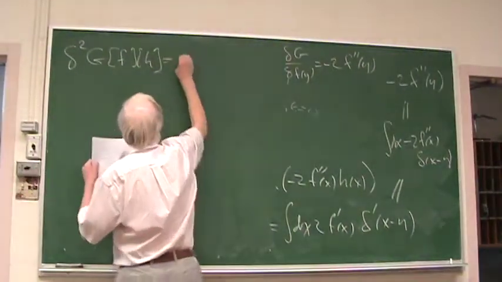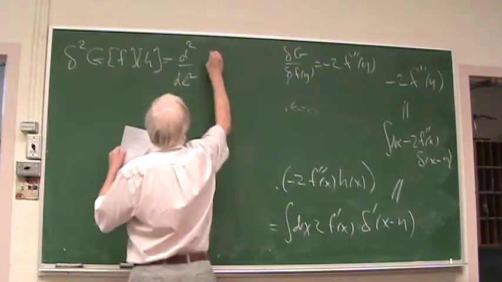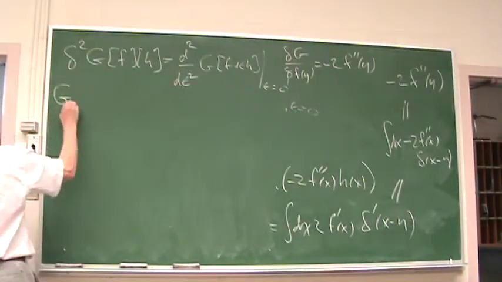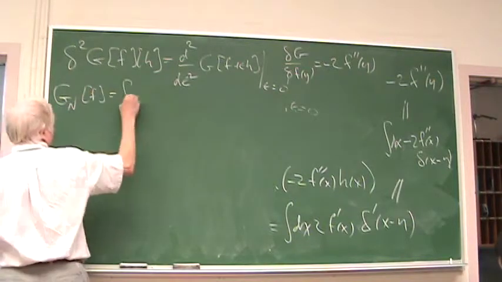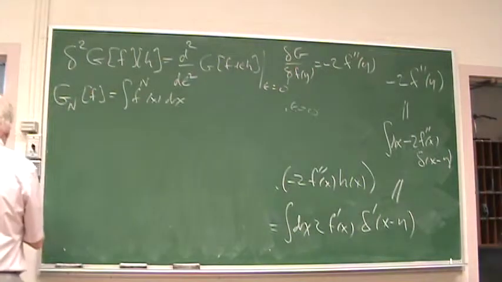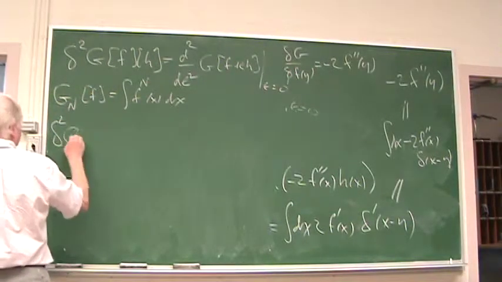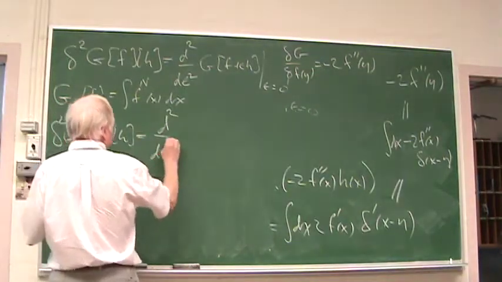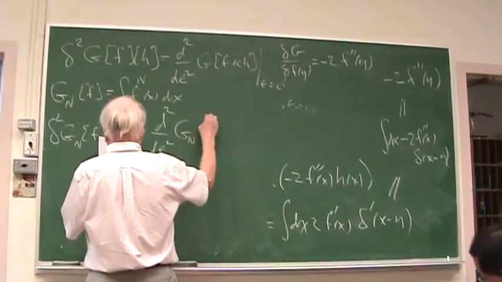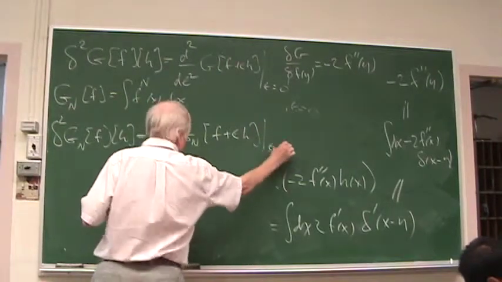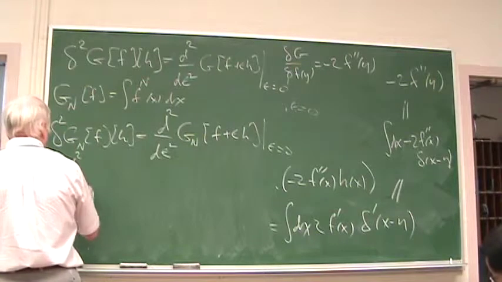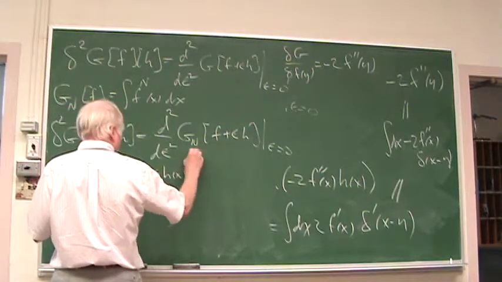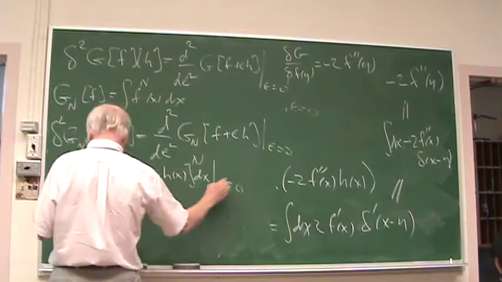So what are we doing now? Well, it's d2 d epsilon squared of g of f plus epsilon h at epsilon equals 0. So let's consider, say, gn of f, for example, just the functional integral of f to the n of x dx. So what's this second order functional derivative? Well, it's d2 d epsilon squared of gn of f plus epsilon h, epsilon equals 0. This is d2 d epsilon squared of the integral of (f plus epsilon h) to the n dx, epsilon equals 0.